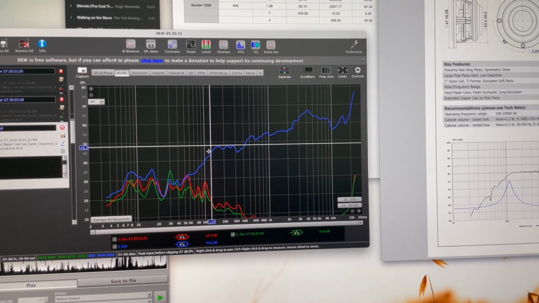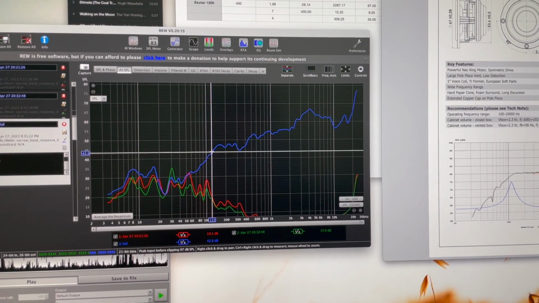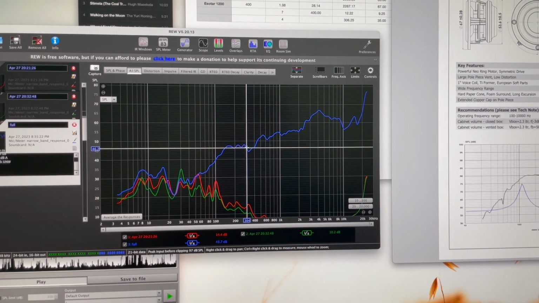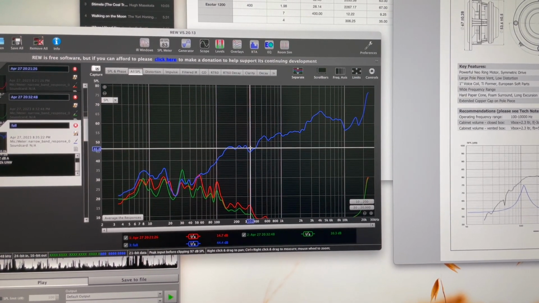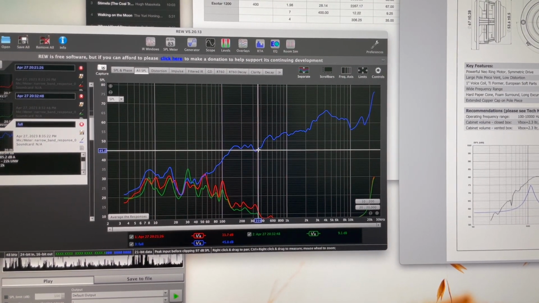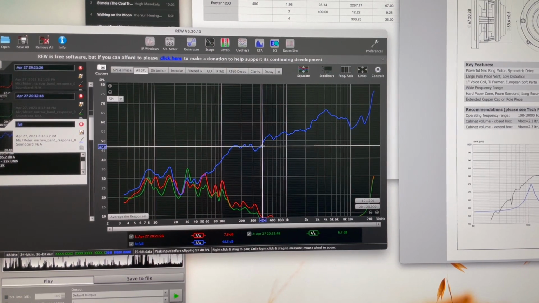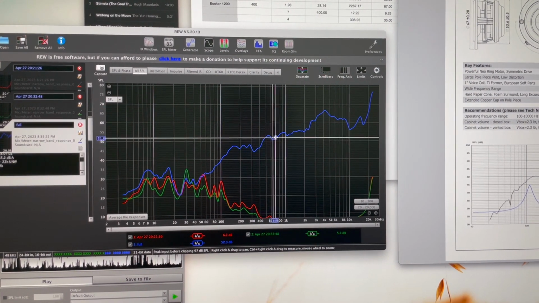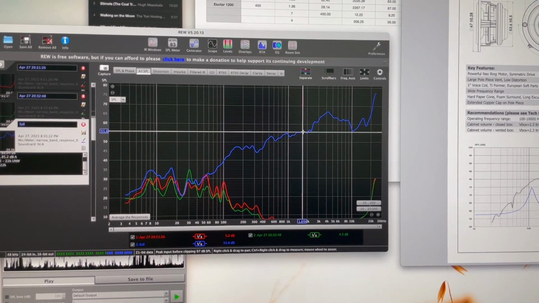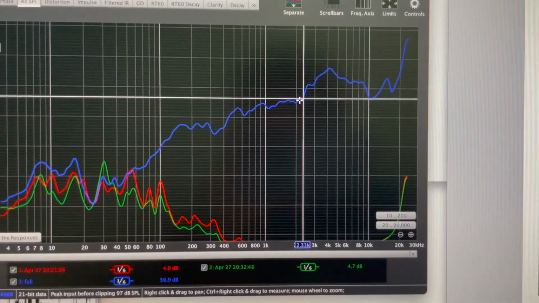because in the lower range you need cone area to be effective in the response. So the driver comes alive at around 140, 150, and it's relatively linear up until around 300 or 350 hertz. There's a bit of a dip here in the 300 hertz region. And from 400 hertz, the response starts to rise. It's a bit higher in here, up until around 2 kilohertz, 2.3 kilohertz exactly right here.